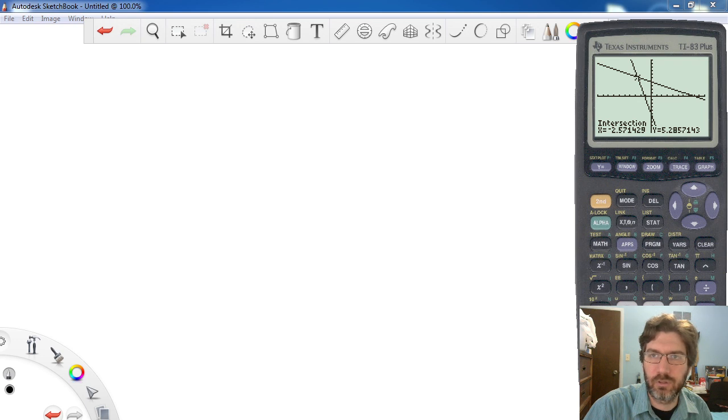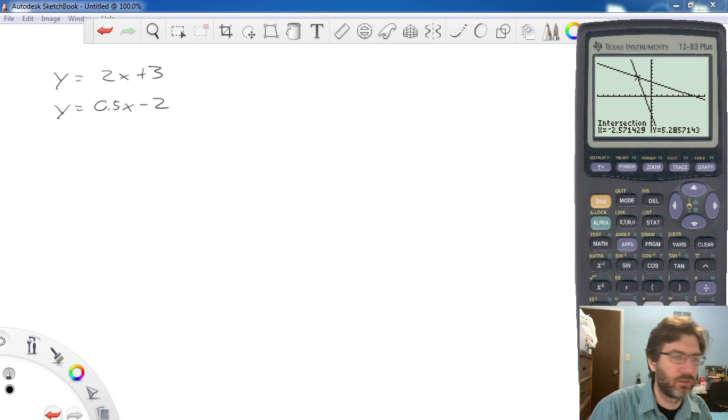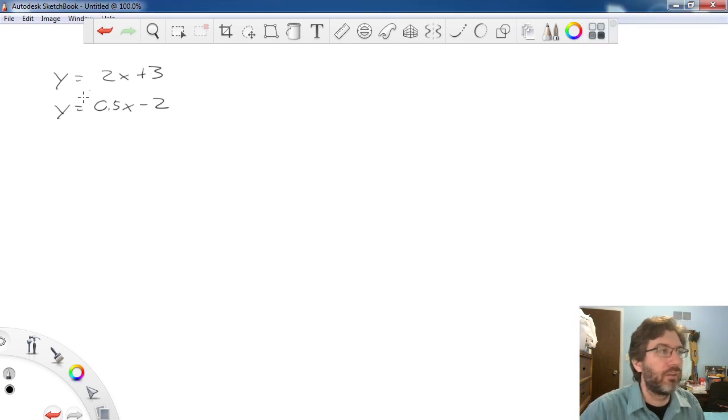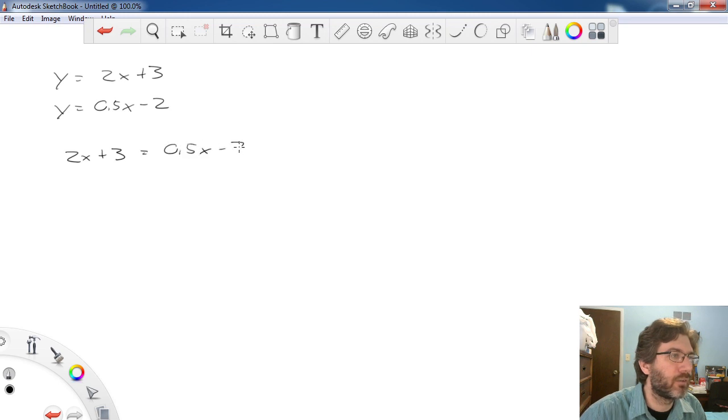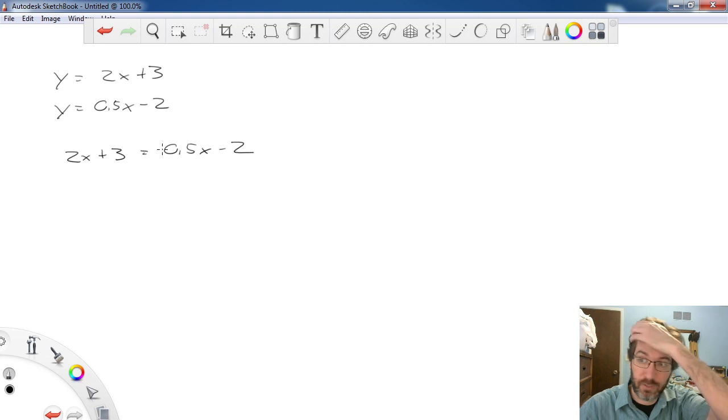Yeah, I can look at number 8. That's y equals 2x plus 3 and y equals 0.5x minus 2. Again, they're already both equal to y, so you can set them equal to each other. So we get 2x plus 3 is equal to 0.5x minus 2. And then you've got to bring your x's together.